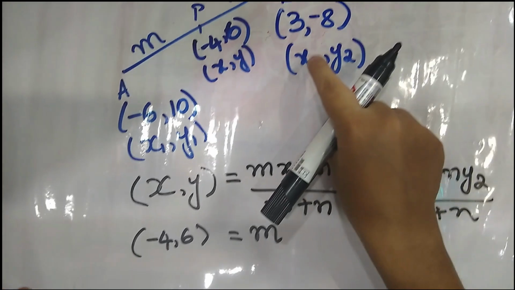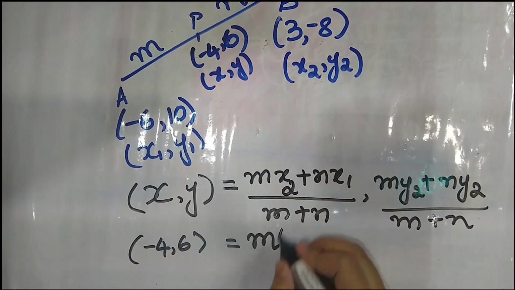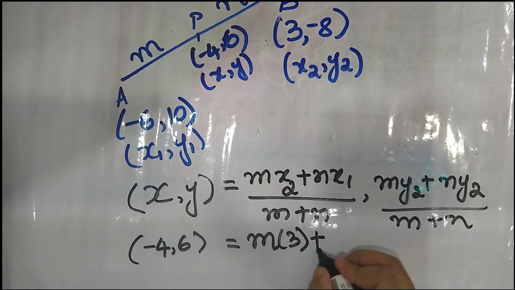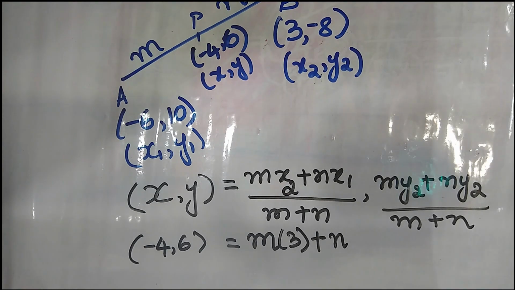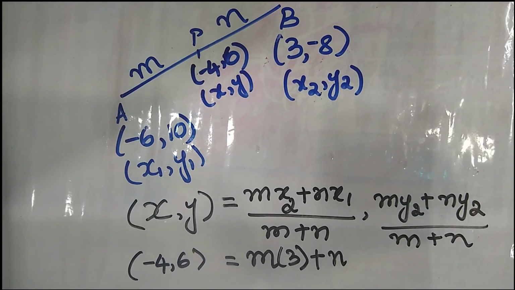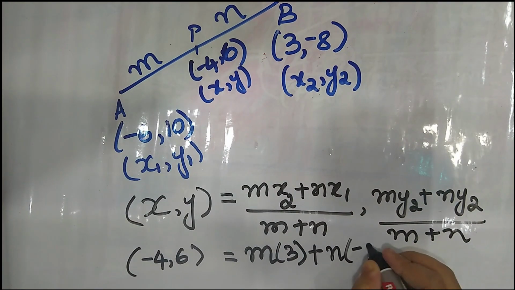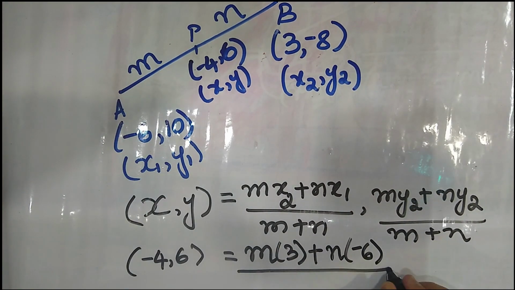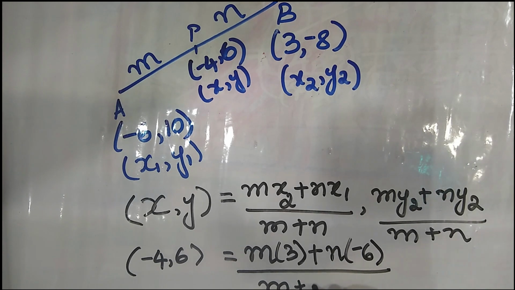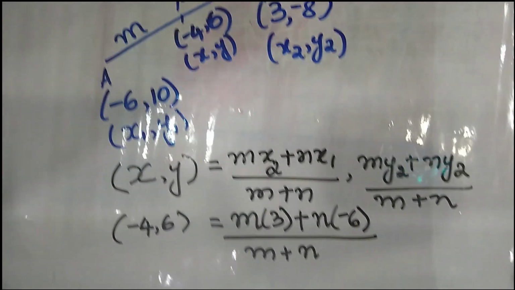X2. So x2 we have 3. So into 3 plus n again remains as it is because that is what we have to find out into x1. What is x1? Minus 6. Be careful with the negative part. Divided by m plus n because we don't know that. So that remains the same.